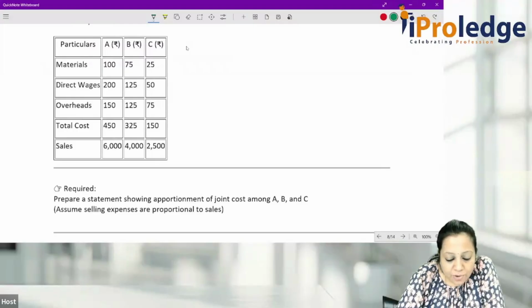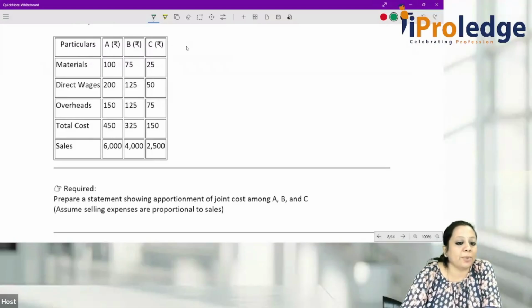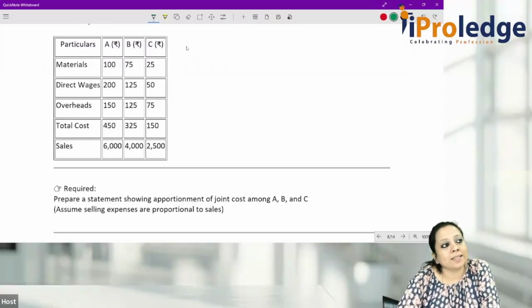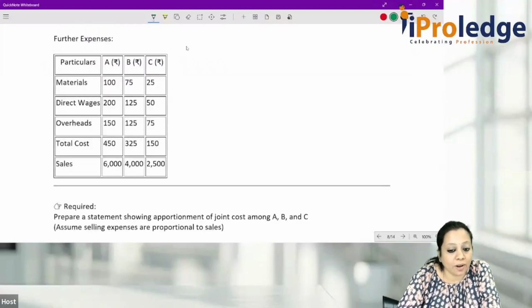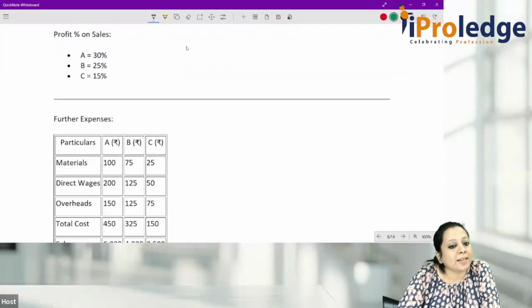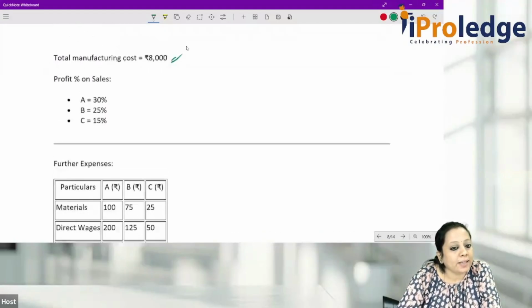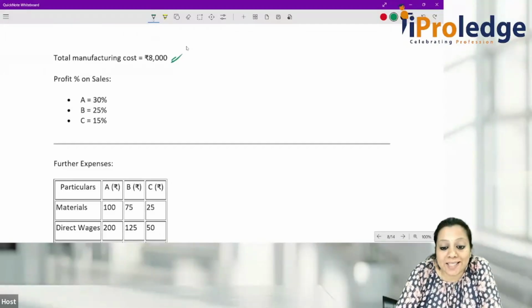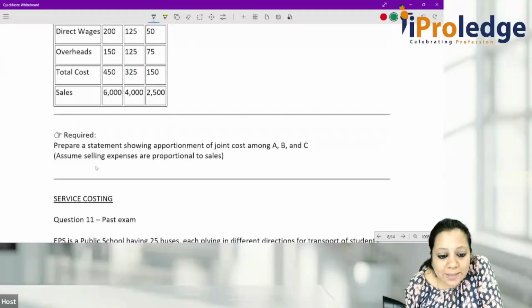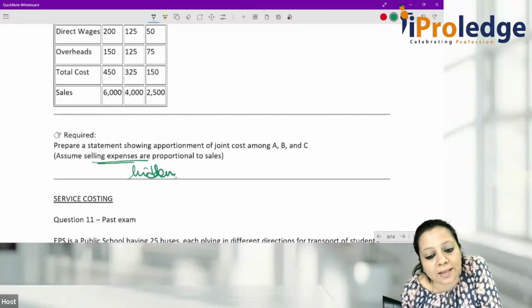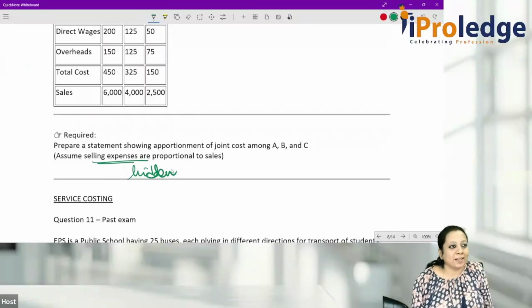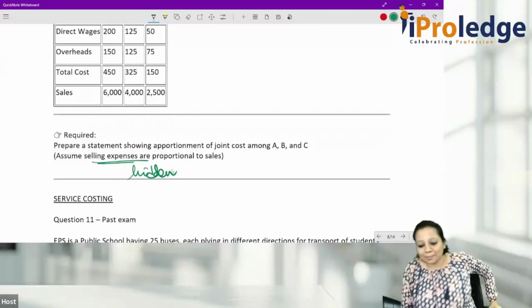Prepare a statement showing apportionment of joint cost. Assume selling expenses are proportional to sales. They are talking about selling expenses. Is selling expenses given in the question? They are talking about all other expenses and manufacturing cost also, but there is no information about selling expenses, which means selling expenses is hidden information. That is the importance of this problem. The same problem was done in regular class.